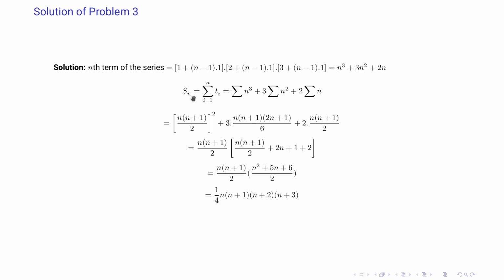Now we find the sum as sigma Ti. Here I have just written sigma n cube instead of sigma i cube, where i varies from 1 to n. This is a shortcut notation to the previous notation which you use. So sigma n cube plus 3 sigma n square plus 2 sigma n. Now we substitute the values for sigma n cube, sigma n square, and sigma n, and we solve this to get the result as 1 by 4 into n into n plus 1 into n plus 2 into n plus 3.